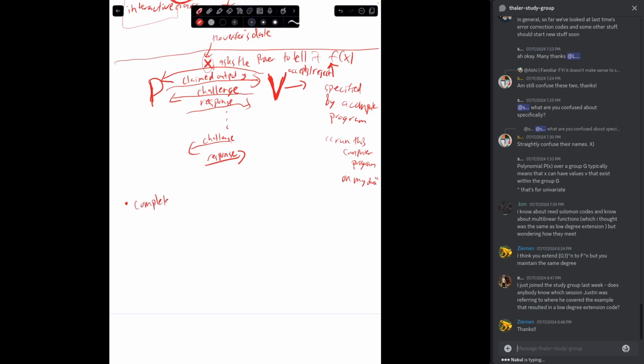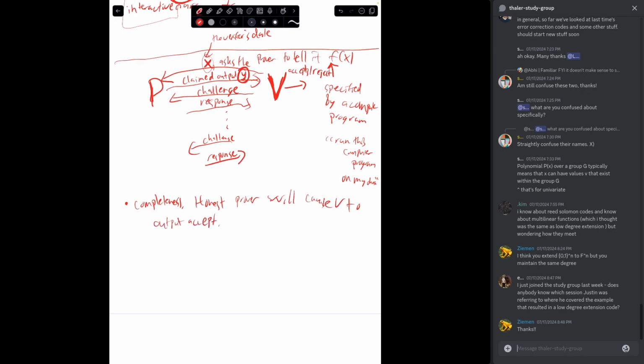The first is called completeness, which just says that an honest prover that returns the correct answer and follows the prescribed protocol will cause the verifier to accept. So completeness says an honest prover will cause the verifier to output accept.